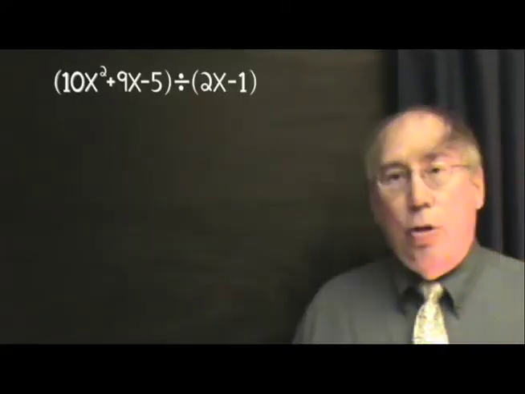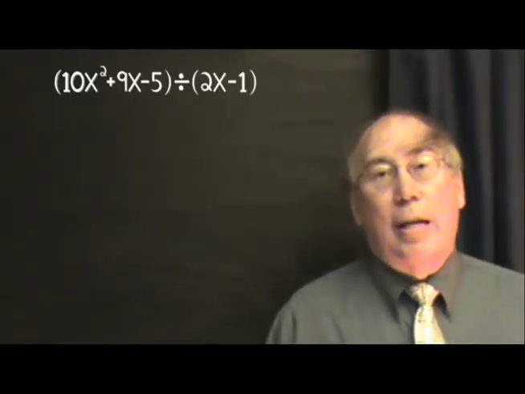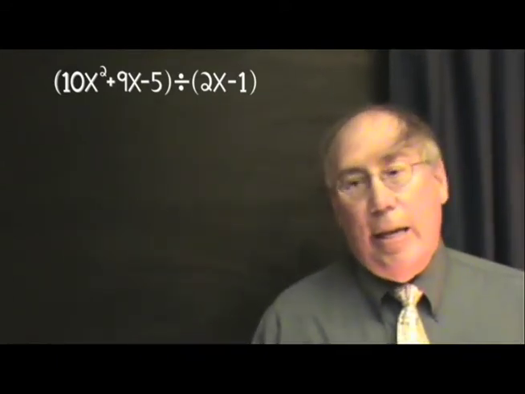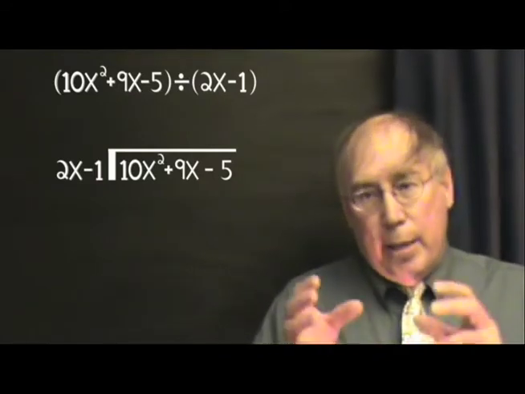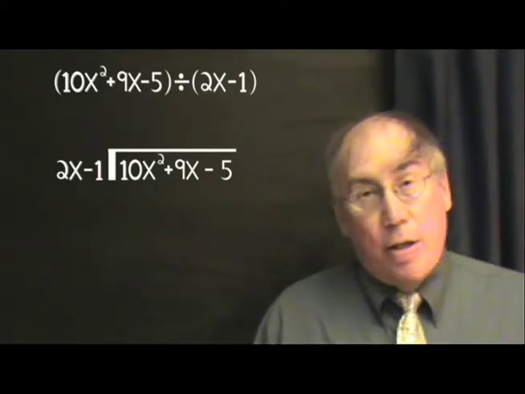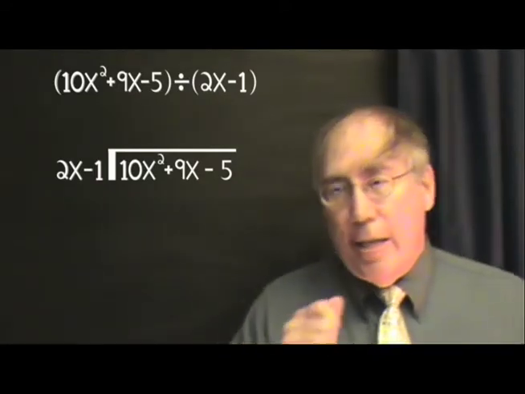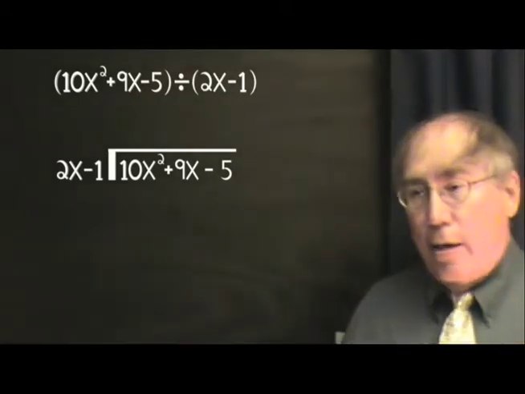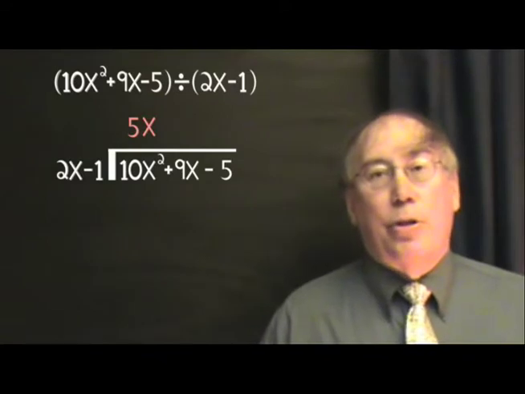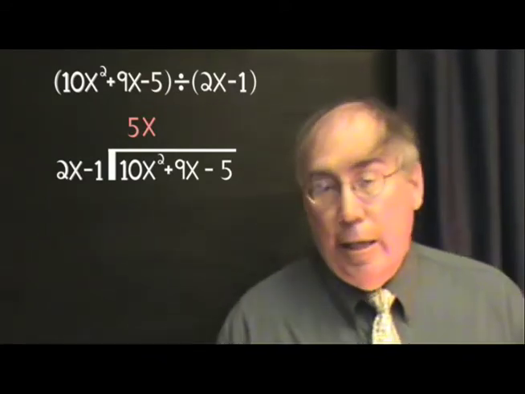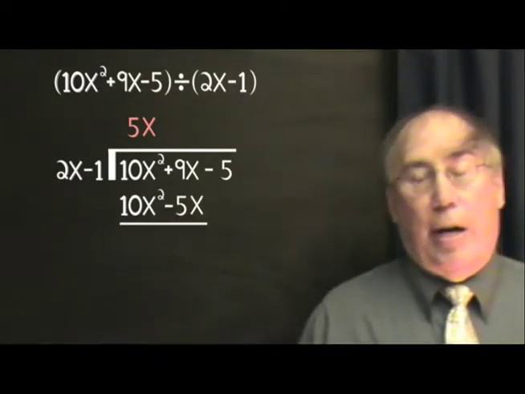So we're dividing 2x minus 1 into 10x squared plus 9x minus 5. What can we multiply times the 2x in our divisor so that we get a 10x squared in our dividend? That's 5x. So 5x times 2x minus 1 is going to be 10x squared minus 5x.